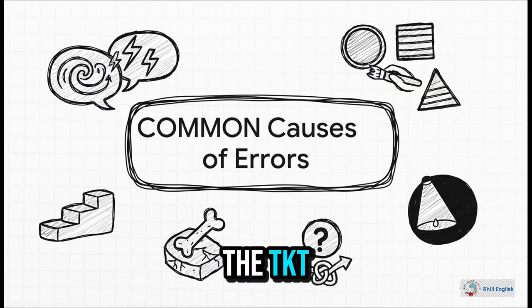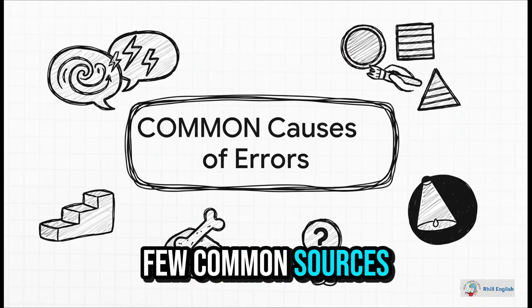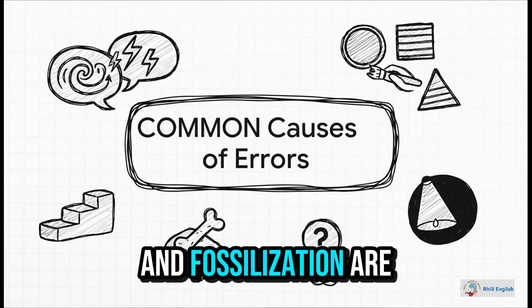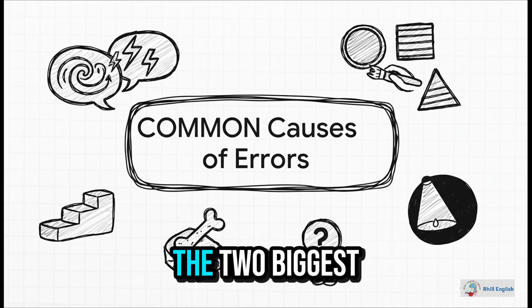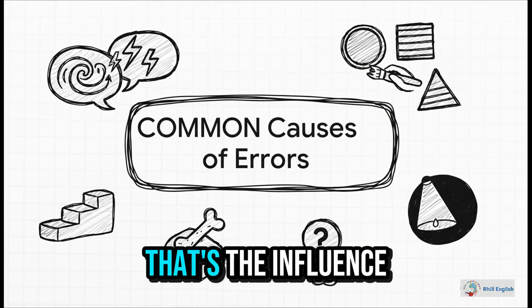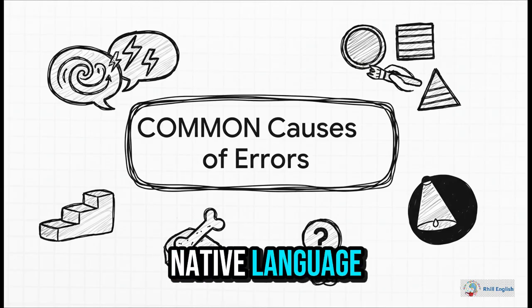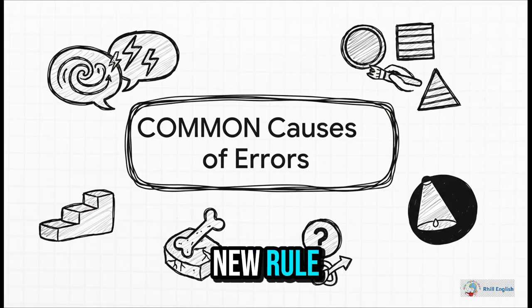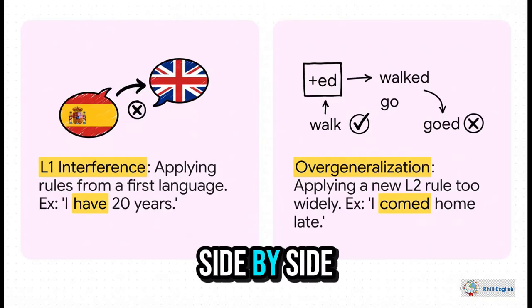Okay, so the TKT points to a few common sources for these errors. And while things like developmental stages and fossilization are definitely important, the two biggest ones you've got to know for the exam are L1 interference, that's the influence of a student's native language, and overgeneralization, which is when they take a new rule and apply it just a little too widely. Let's look at those two a bit closer. Here they are, side by side.